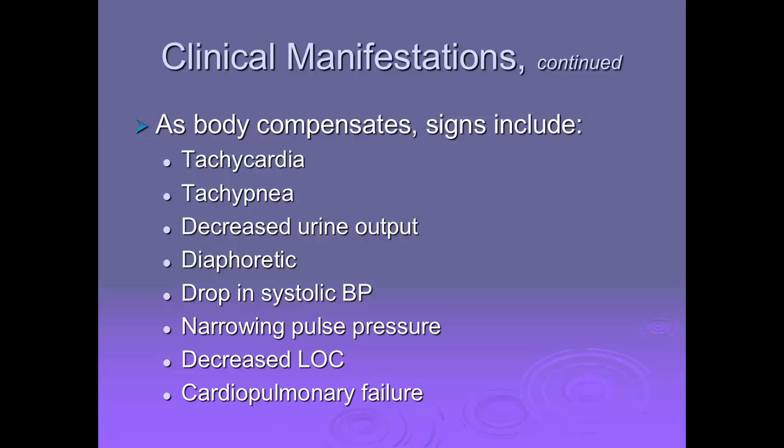For your obstructive shock, signs and symptoms: tachycardia, tachypnea, hypotension, delayed capillary refill in the extremities, decreased urinary output, and peripheral edema. Distributive shock: tachycardia, tachypnea, hypotension, delayed capillary refill in extremities, decreased urinary output, peripheral edema, and absent or weak pulses. And so you can see how those are very similar to obstructive shock.